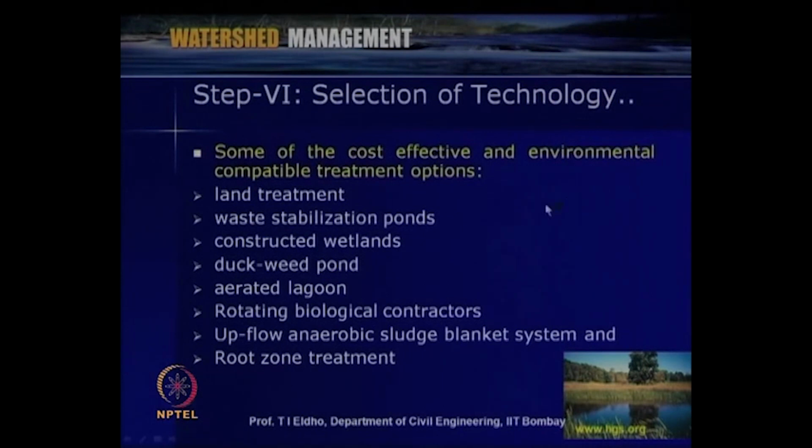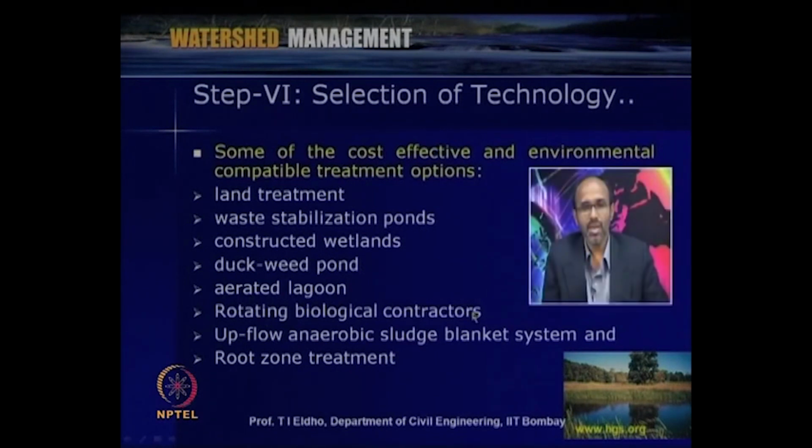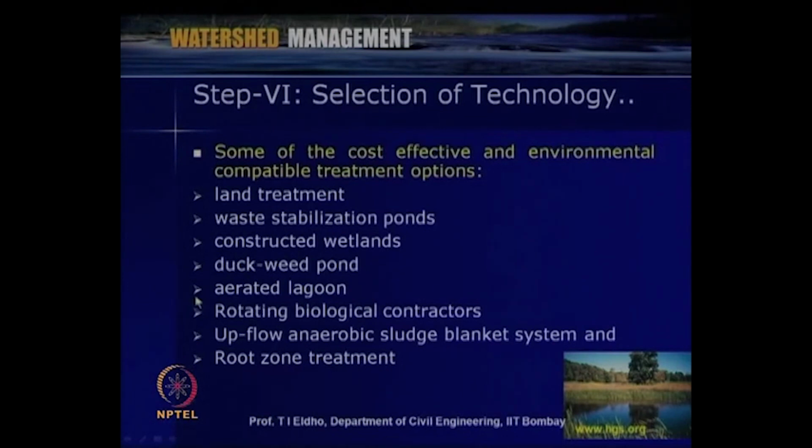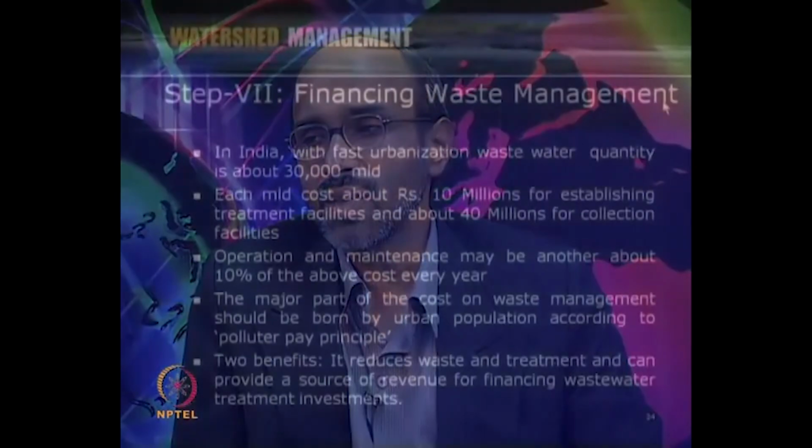Some of the cost effective and environmentally compatible treatment options can be land treatment, waste stabilization ponds, constructed wetlands, duckweed ponds, aerated lagoon, rotating biological contactors, upflow anaerobic sludge blanket systems, root zone treatment, like that. So, accordingly the suitable technology we can choose for the specified case, and then we can reduce the pollutant load coming to the system. And step number 7 is financing the waste management.